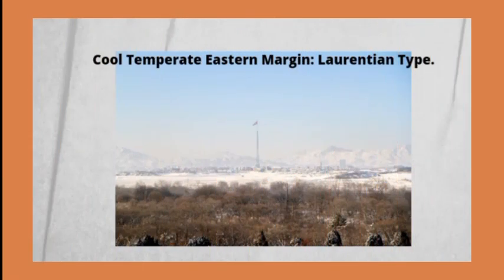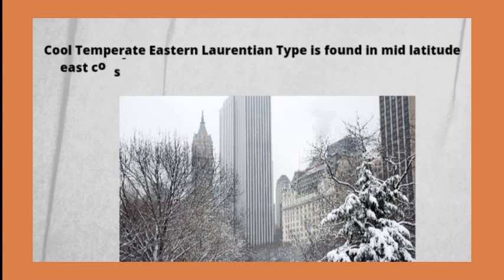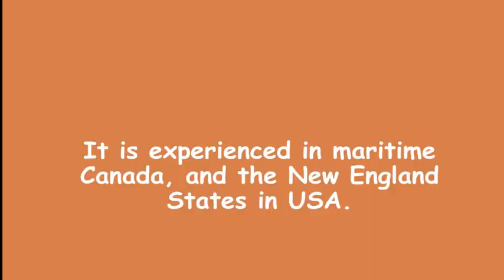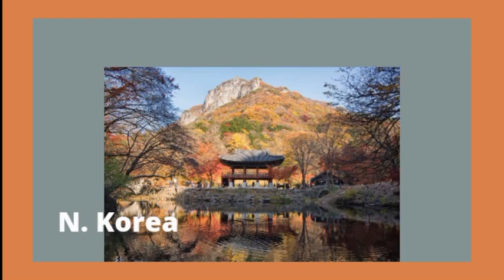The last variant in the cool temperate climate is the cool temperate eastern margin, which is referred to as the Laurentian type. This type is found in 35 degrees to 60 degrees in the American and Eurasia areas, and 40 degrees in South America in the southern hemisphere, especially on the eastern side of the continent. We have maritime areas of this eastern side like maritime Canada, United States areas of the New England states, and North China, North Japan, and Korea.